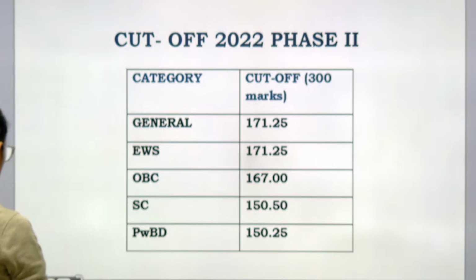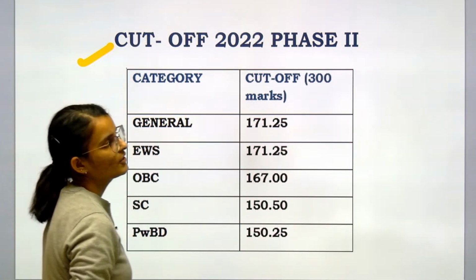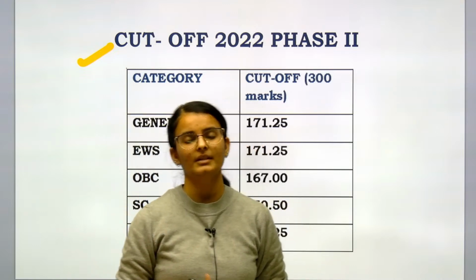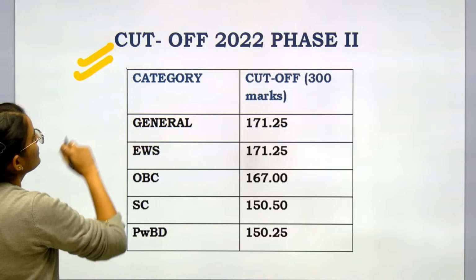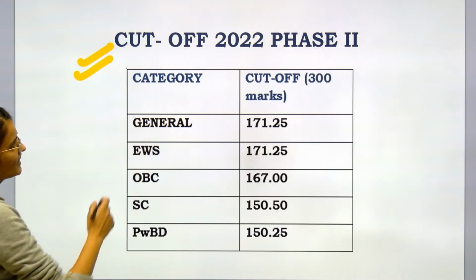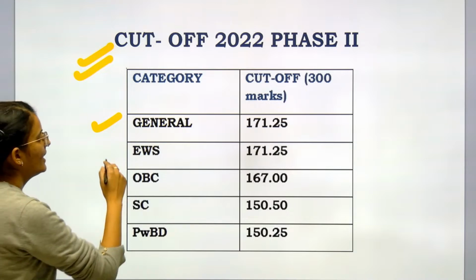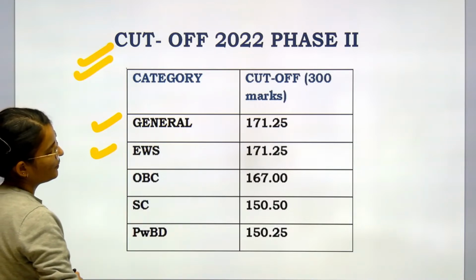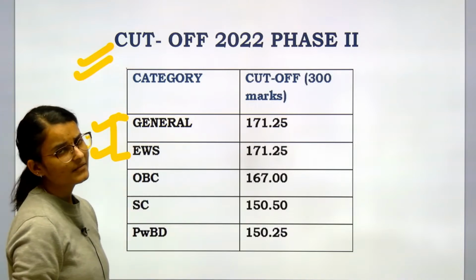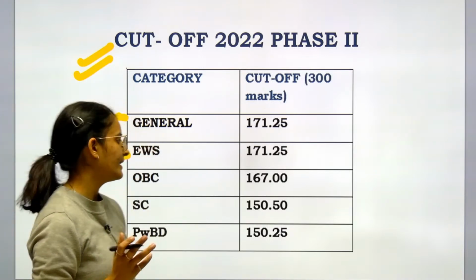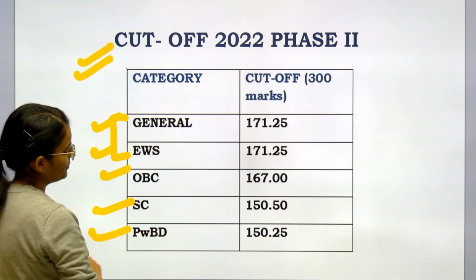Let's first look at the cutoff of the previous year. This year's cutoff is not available because the result is not yet out for the interview. The cutoff for 2022 phase 2 for general was 171.25 out of 300. For EWS it was 171.25. As you can see, there is very little or no difference between general and EWS. OBC was 167, SC 150 and PWBD 150.